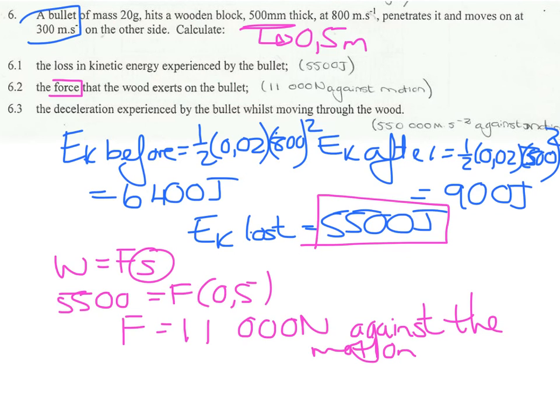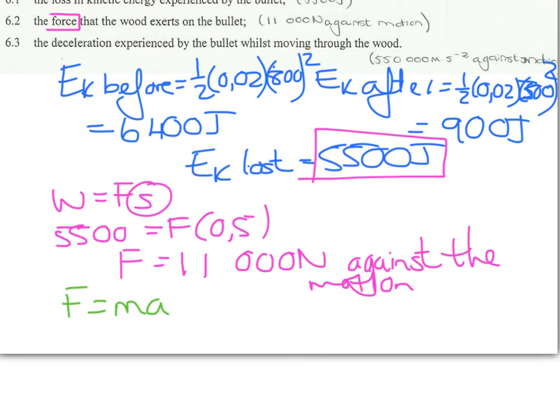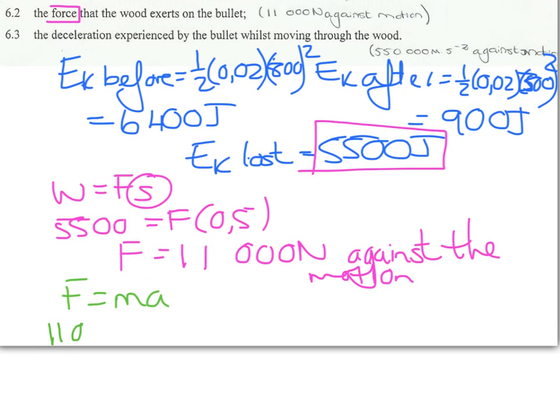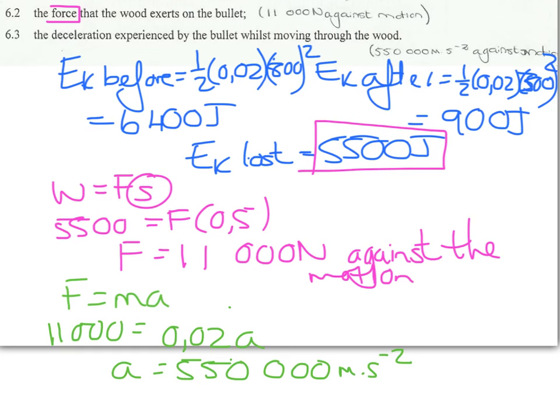And finally, they ask me the deceleration experienced by the bullet. So F is equal to ma. I have got the force, and it is 11,000. I have got a mass of 0,02, and therefore what was the acceleration? What have I got? It is 550,000 meters per second squared against the motion, or in the opposite direction to the motion.